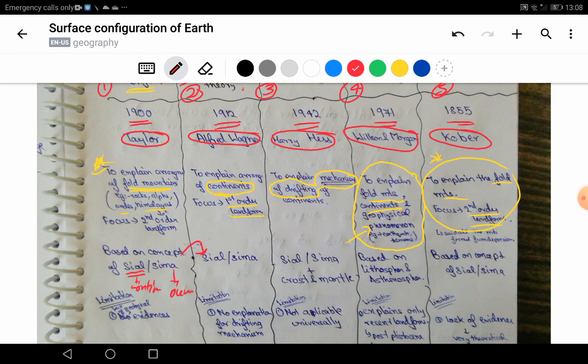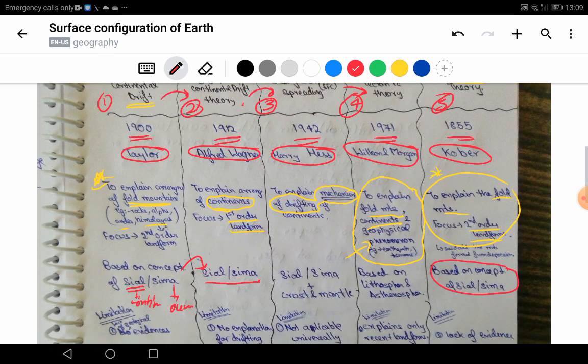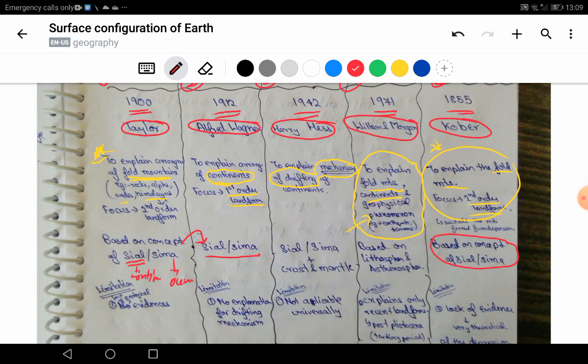Same was for the continental drift theory given by Wegener. So it was Sial and Sima. This was also at the same time, till 1855, so it was also based on the same thing. But the sea floor spreading and plate tectonic theories were based on different things also.